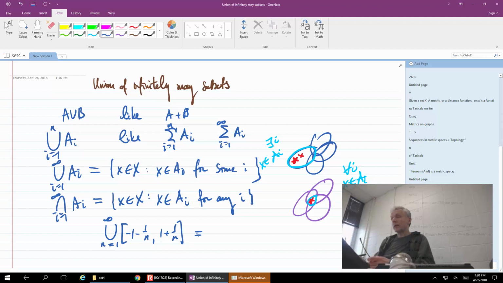Converging. Well, the left end converges to what? -1, and the right one converges to 1, so that's the way to answer the question of what the union is. So what is it?